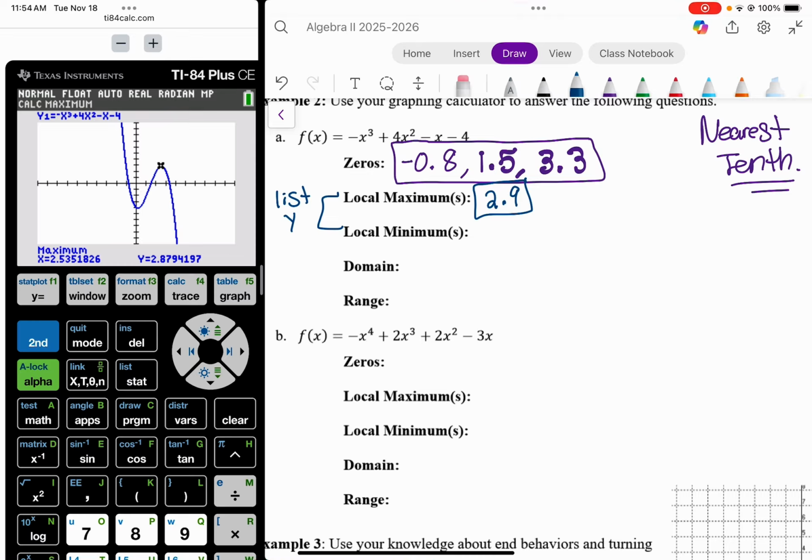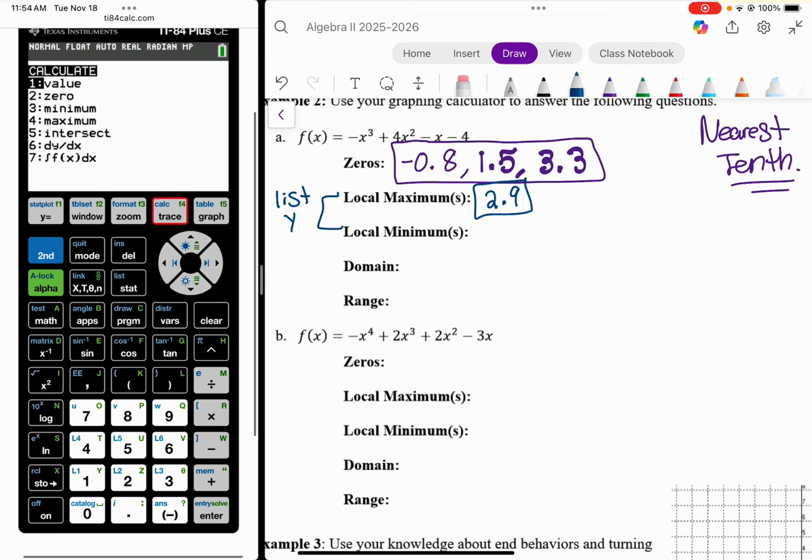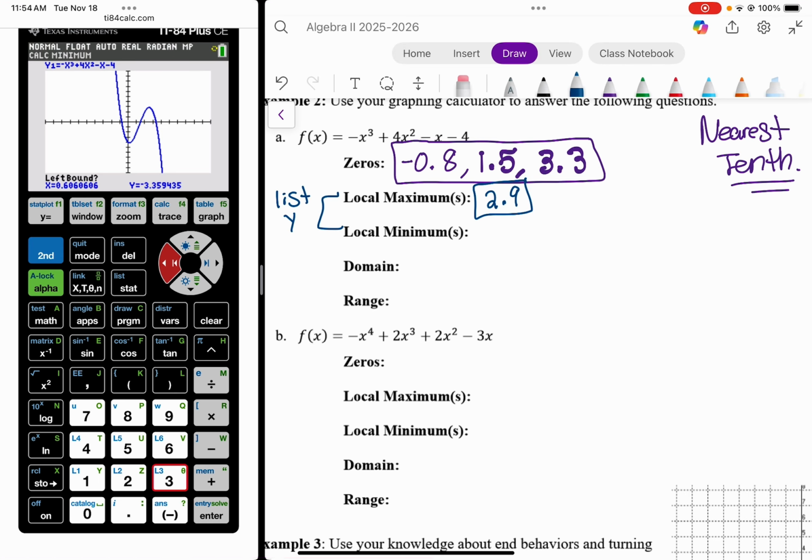Then we do almost the same thing for the minimum. We hit second, trace, and minimum is number 3. So now we need to go to our minimum, which is at the bottom of the curve. We're going to the left of it. So on the left side of that curve, we hit enter. Then we go to the right side of the curve, hit enter, and then enter one more time. So our y value for this would be negative 4.1, and that would be our minimum.